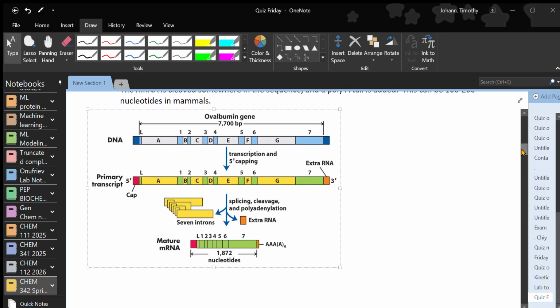Okay, so we have this albumin gene here, and it's going to get cut here for this gene, pretty much close to the end. We're going to lose that piece, and then we're going to add a poly A tail.